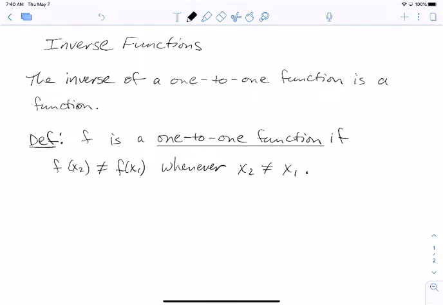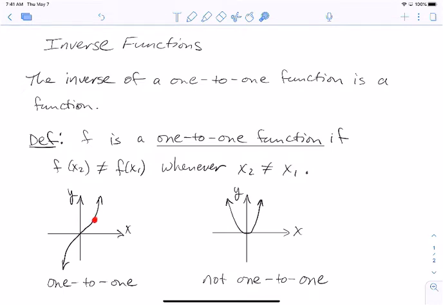First, let's look at some visual characterizations. Here we have two functions. On the left we have a cubic function, and then on the right we have a squaring function. And we can see that the cubic function is one-to-one. And we all remember, I'm sure, that the graph of a function must pass the vertical line test. The graph of a one-to-one function must pass the horizontal line test. That is, a horizontal line will intersect the graph at no more than one point. On the right, we see for the parabola, a horizontal line would intersect at 2 points.